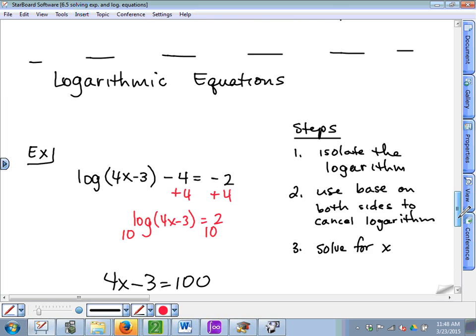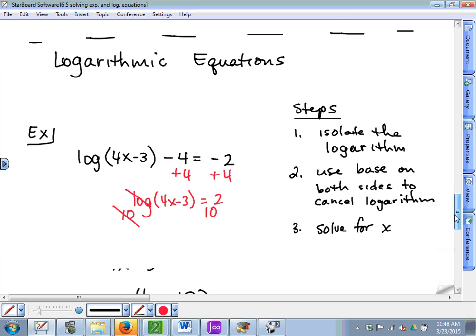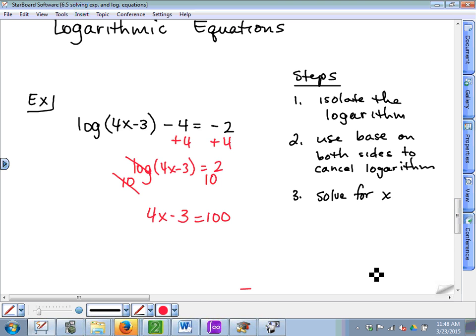Here's a mistake students love to make. This is not 10 times 2. What is this? It's 10 squared. I see a lot of students writing a 20 out of this, but that's 10 times 2. This should be 10 squared. 10 squared is 100. So the equation is 4x minus 3 equals 100, not 4x minus 3 equals 20. Now from here, it's a pretty easy equation to solve.